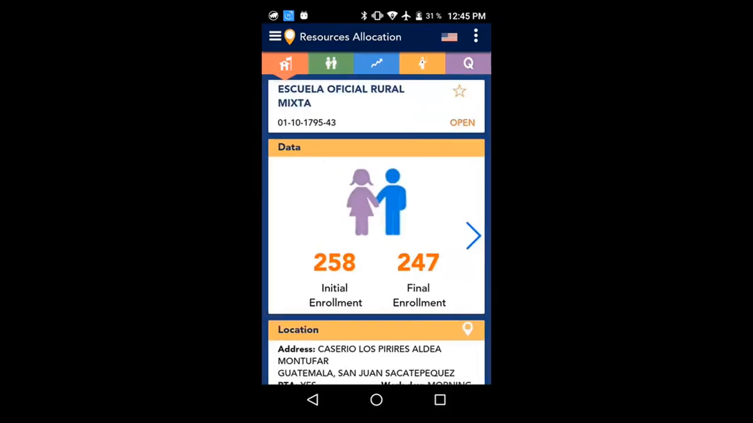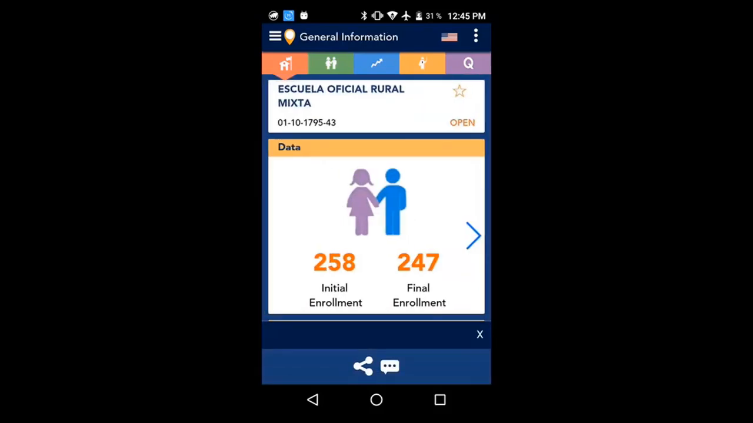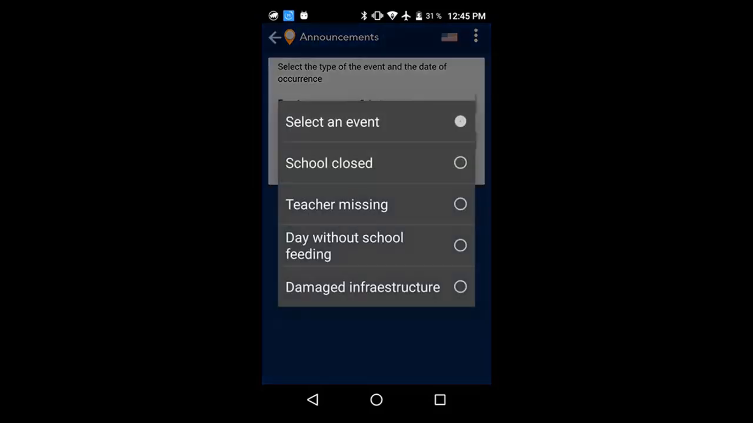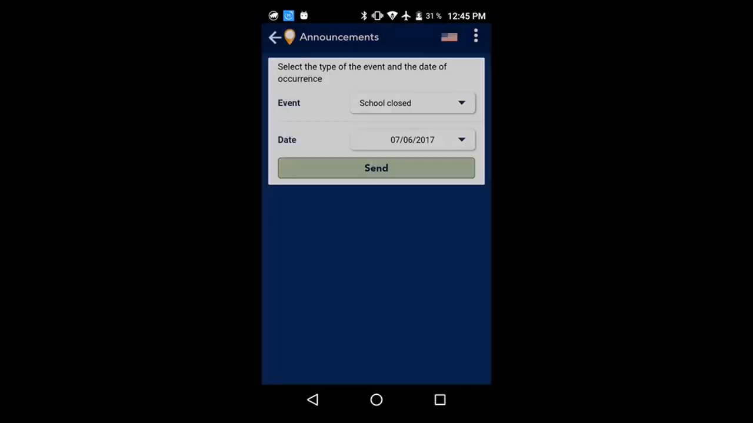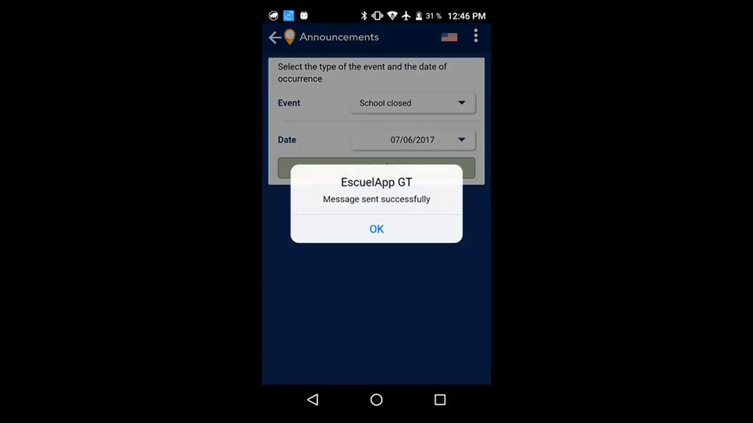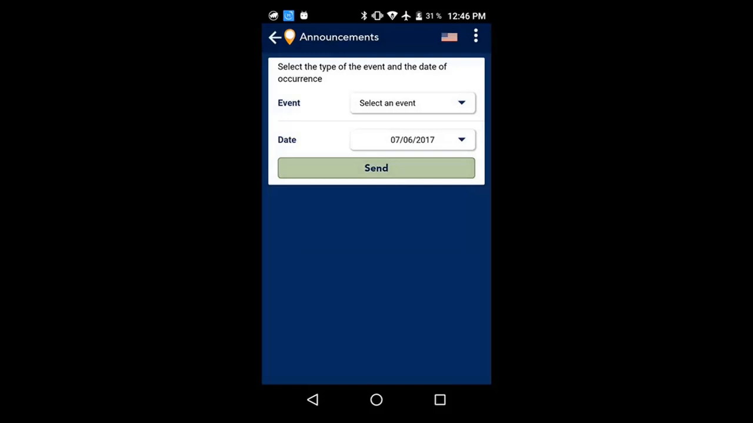And finally, you can do things like share the information through the social media. You see the icon in the bottom, but also there's an option to report what we call events. So if you were to visit a school and that school was closed for that day, through this option, you basically click on the event that you're reporting, and then you give the date of your visit, and that will send a message to the Ministry of Education and advocacy groups so they can follow up on why that school was closed.